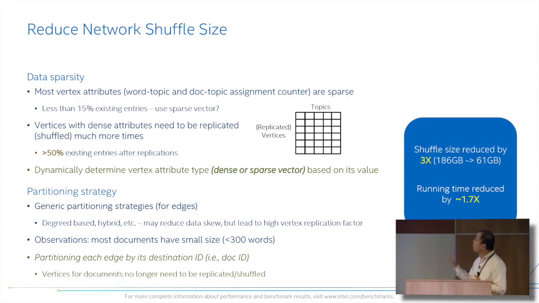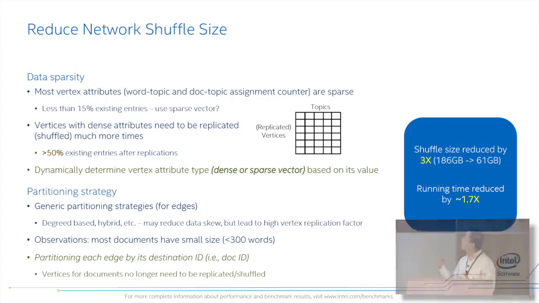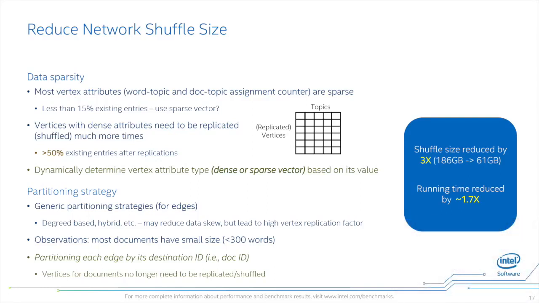So what we try to do instead of using a sparse vector is to dynamically generate the attribute based on its value. If it's dense, we generate a dense vector. Otherwise, we generate a sparse vector. So that's the first optimization we have done: we look into the data sparsity. And the second one is really about the partitioning.